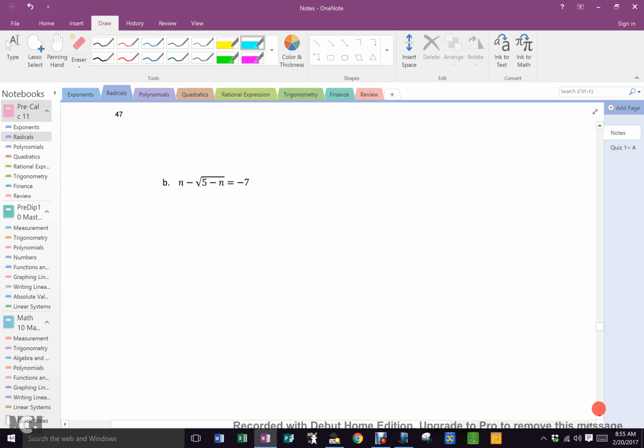What's different? There's two n's, right? Now, one of those n's has some complicated stuff around it, yes? So we should get rid of that first. But what should we do before we do even that? Check our restrictions. What are our restrictions? 5 minus n has to be what? Greater than or equal to 0. Yes? So how do I solve that?